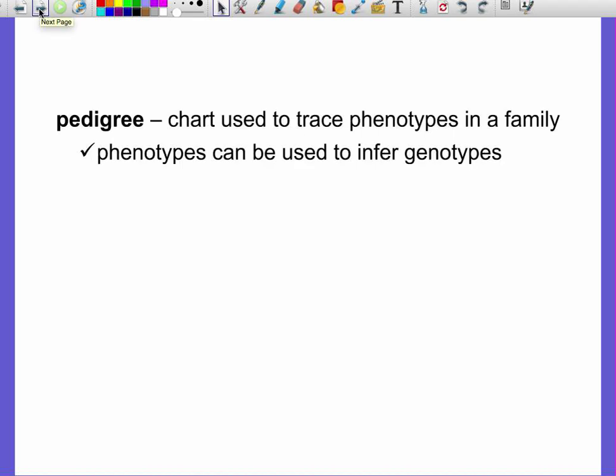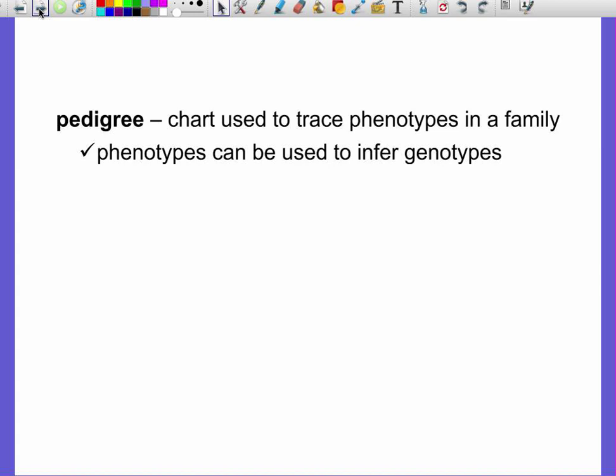Our first definition is that pedigree. It's a chart used to trace phenotypes in a family, so you're watching some trait and how it's passed on from one generation to the next. Oftentimes, pedigree is actually used for dogs, if you've heard that before. There's a brand of dog food called Pedigree, but specifically we're going to be talking about humans and their traits and tracking those over time. So that's for these examples that we do.